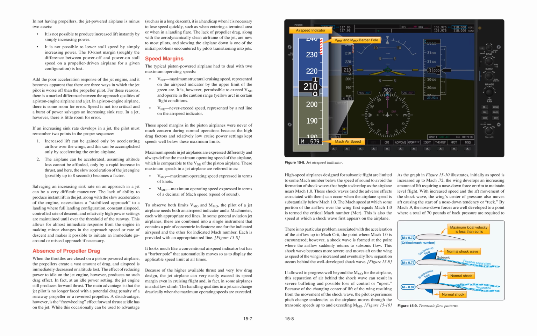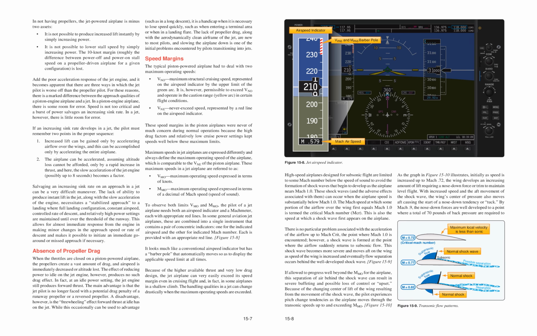The lack of ability to produce instant lift in the jet, along with the slow acceleration of the engine, necessitates a stabilized approach to a landing where full landing configuration, constant airspeed, controlled rate of descent, and relatively high power settings are maintained until over the threshold of the runway. This allows for almost immediate response from the engine in making minor changes in the approach speed or rate of descent and makes it possible to initiate an immediate go-around or missed approach if necessary.